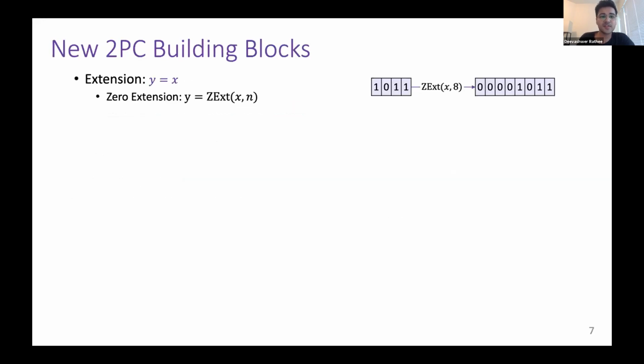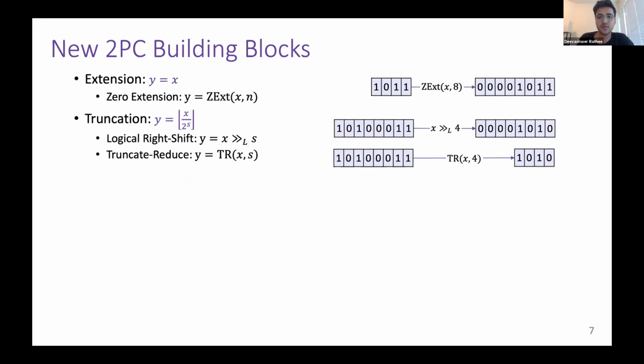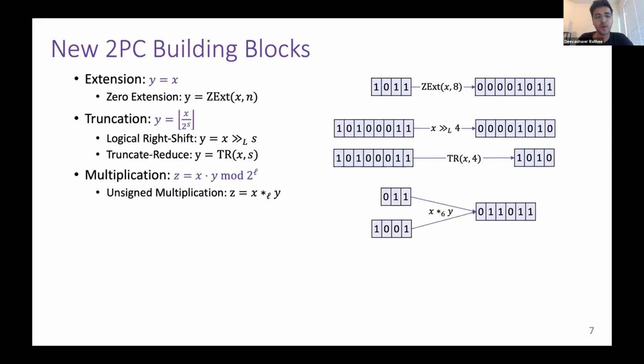Okay. So our first new building block is extension, which basically increases the bit width of the input by prepending it with zeros. The second building block is truncation, which shifts the bits of the input to the right by the shift amount. And we have 2 variants of it, logical right shift and truncated use, with the only difference being that logical right shift maintains the same bit width as the input, and truncated use reduces the bit width by the shift amount. The third building block is multiplication, which can take inputs of unequal bit widths.